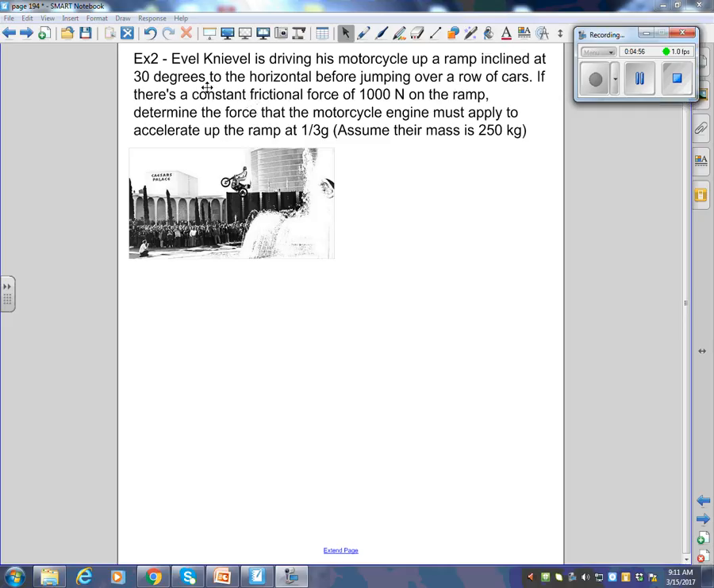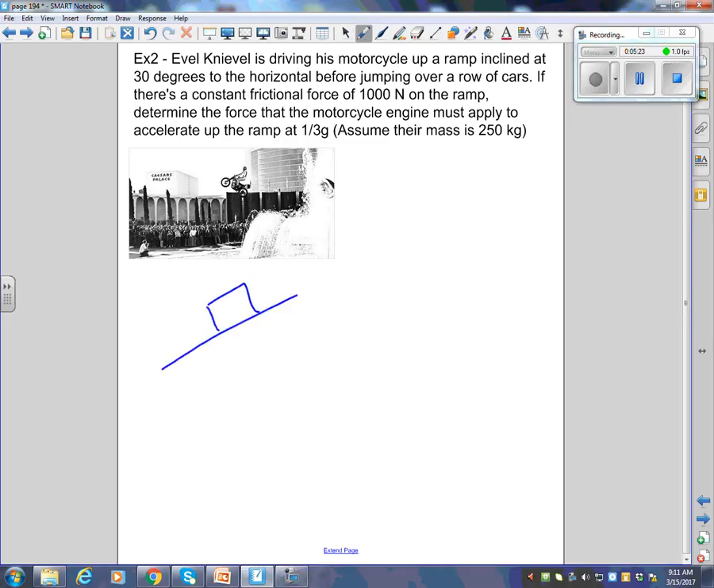Evel Knievel is driving his motorcycle up a ramp inclined at 30 degrees to the horizontal before jumping over a row of cars. If there's a constant frictional force of 1,000 newtons on the ramp, determine the force that the motorcycle engine must apply to accelerate up the ramp at 1/3 g, and assume that their mass is 250 kilograms. So there seems to be quite a bit going on here. It seems worded a little differently than normal, right? Would you agree? So let's draw a picture here and try to straighten this out.